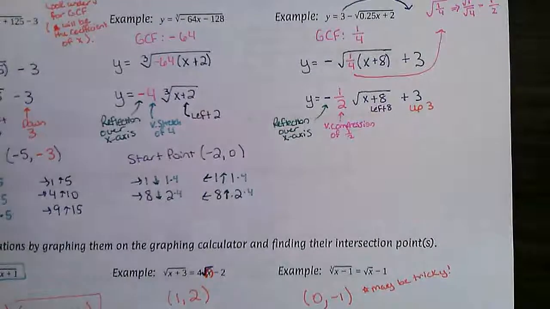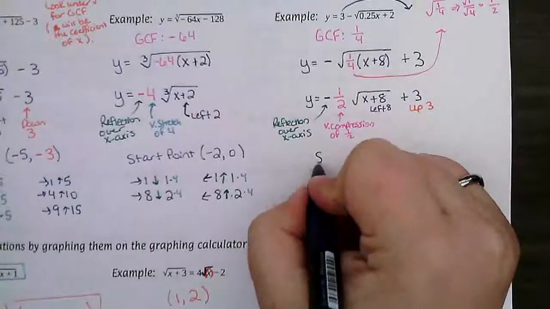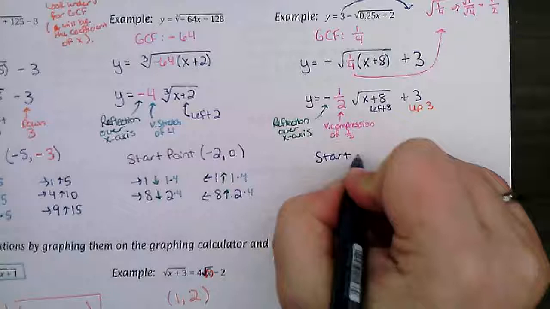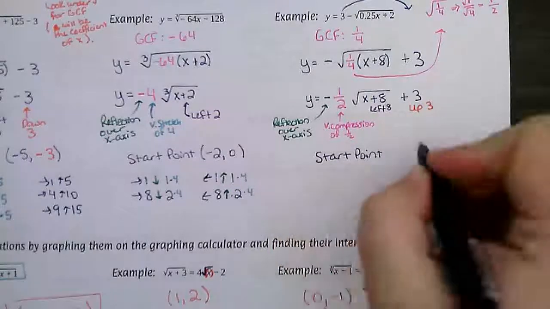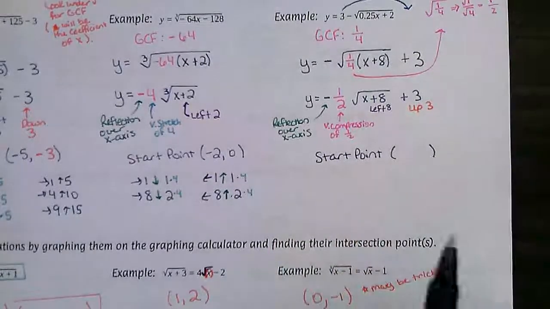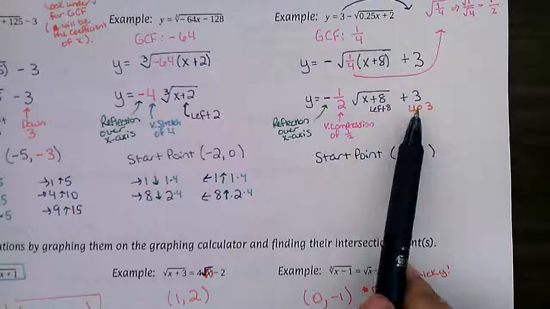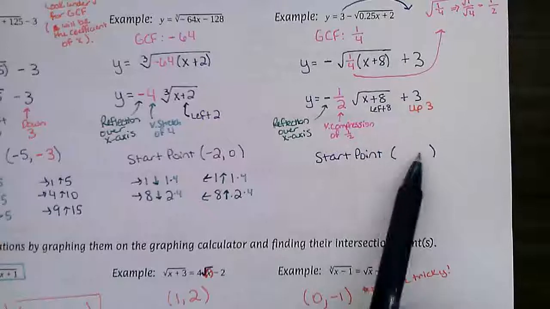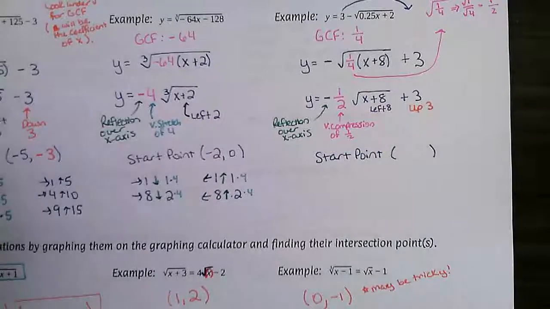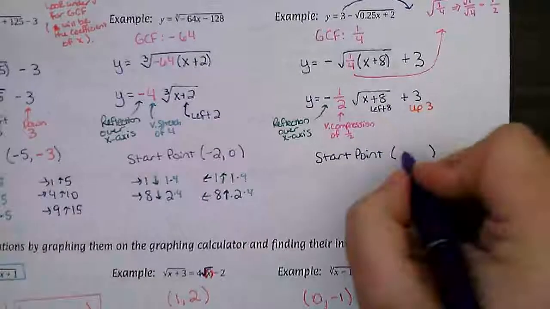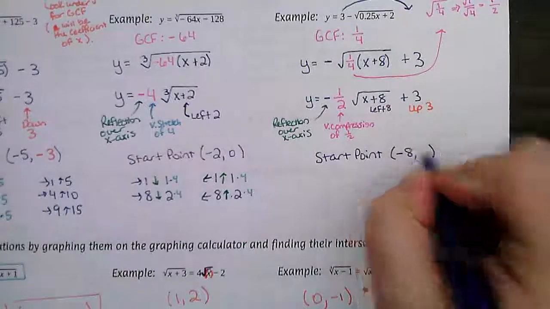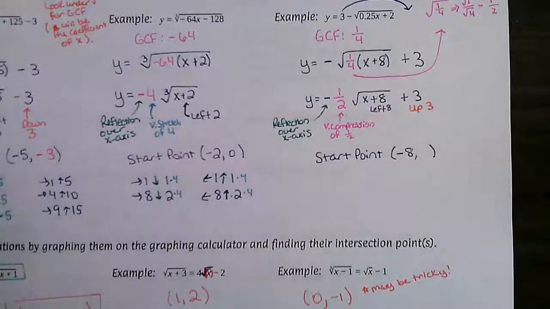So 2 of those things affect my start point. Which 2 are they? Well, the 2 that affect my start point are my shifts. So anything that happened under the radical and anything that happened after it. So under the radical and after it affect the start point. So if I went left 8, that's negative 8. Up 3, that's positive 3.